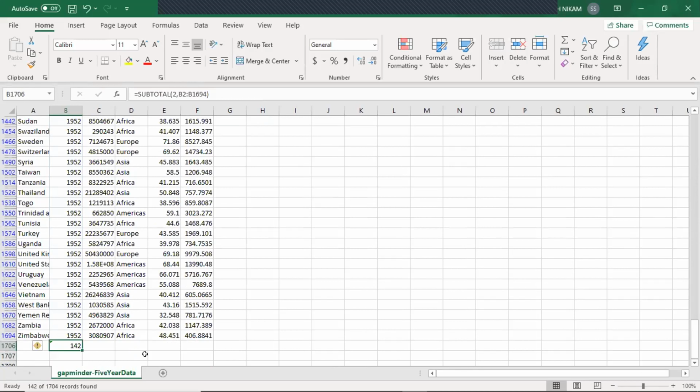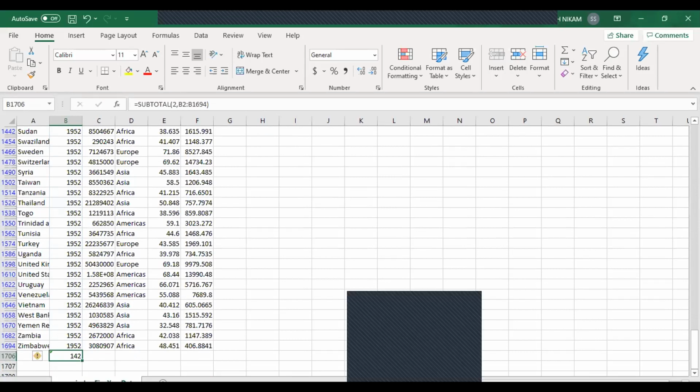Now it is working. So basically, this is not a bad thing. It's a good thing. What Excel says is that even if you have hidden some rows, they still exist, so they still give you the count or the sum of those rows. If you want to exclude them, then you have to use subtotal.